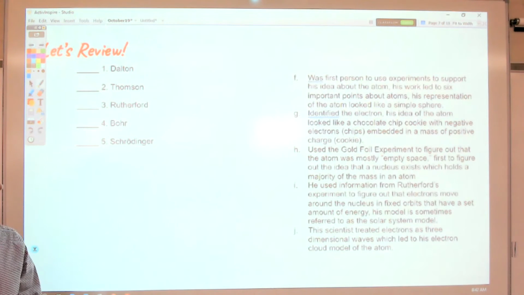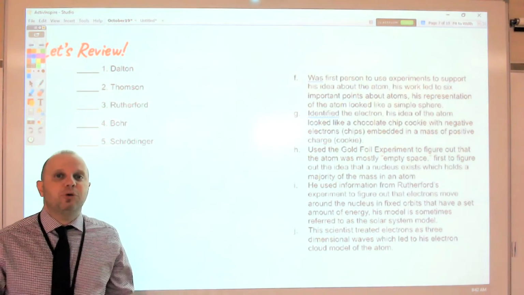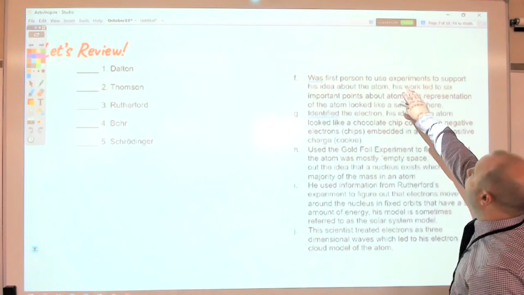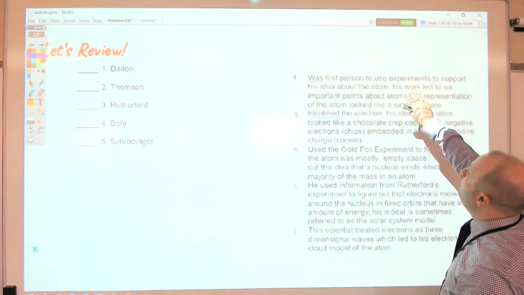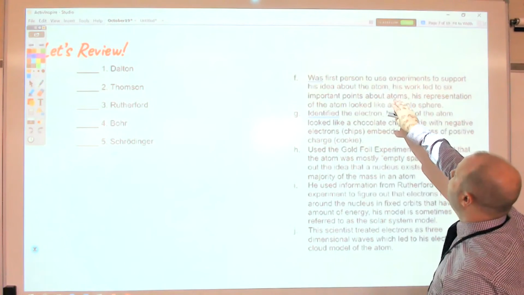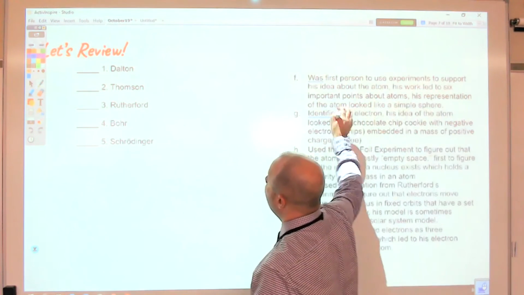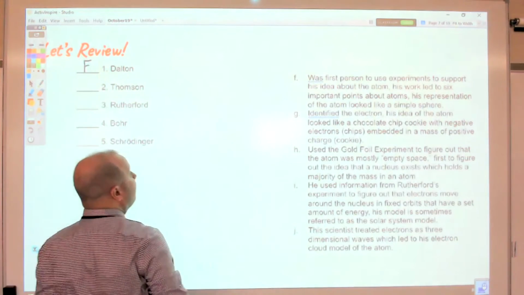Okay, in the next section, we're going to take a look at some of the scientists that were influential in discovering the parts of the atom. So the first person to use experiments to support his idea about the atom, we have a whole bunch of points about atoms, and his representation of the atom looked like a simple sphere. So letter F is going to be Dalton.